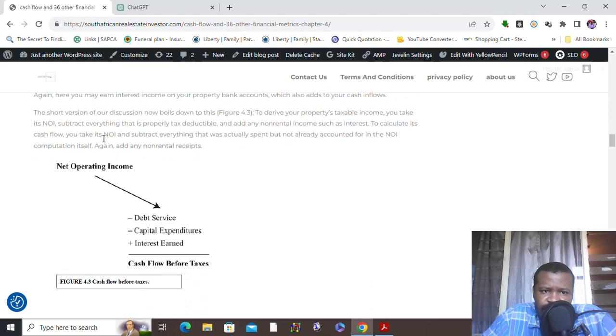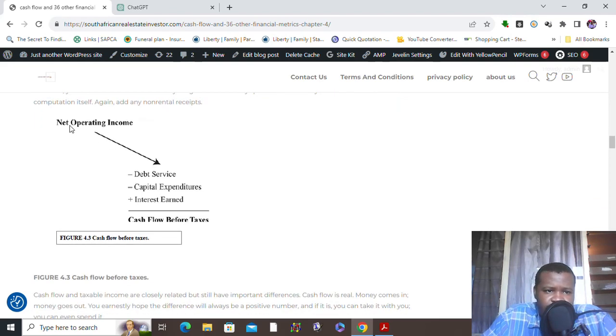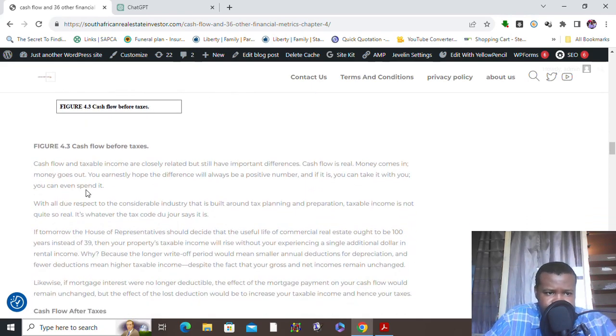The short version of our discussion now boils down to this. To derive the property's taxable income, you take the NOI, subtract everything that is tax deductible, and add non-rental income such as interest. To calculate its cash flows, you take its NOI and then subtract everything that you actually spent but that is not already accounted for in the NOI computation itself. Again, add any non-rental receipts. NOI less debt service, less capital expenditures, plus interest earned, is cash flow before taxes.